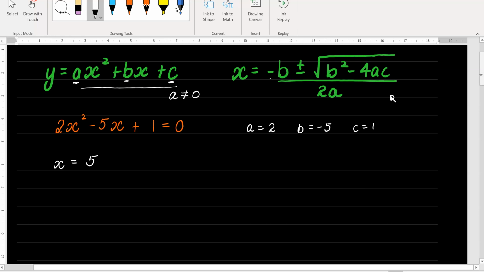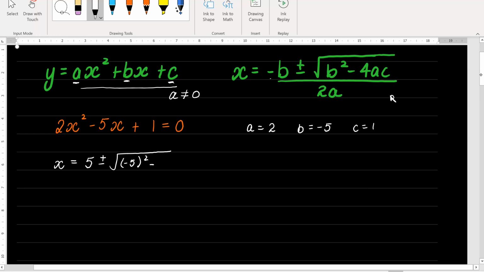What comes next in the formula? Plus or minus. I'm just copying. I put plus or minus. It's got a big old square root, I pop that in as well. It says b squared. I'm going to square my b, so minus 5 squared. Let's use brackets, otherwise your calculator will give you a little bit of a wrong answer.